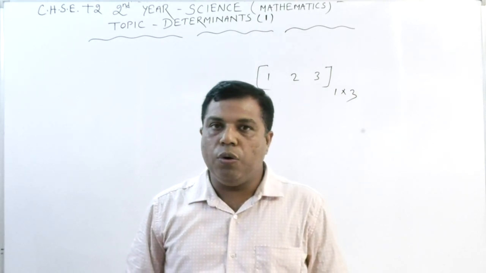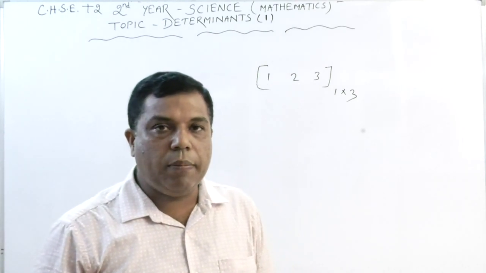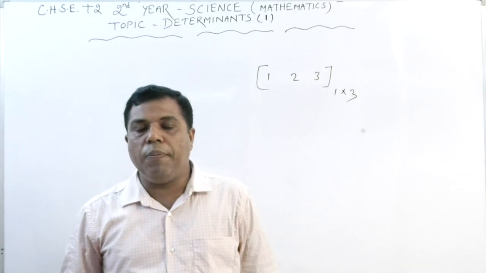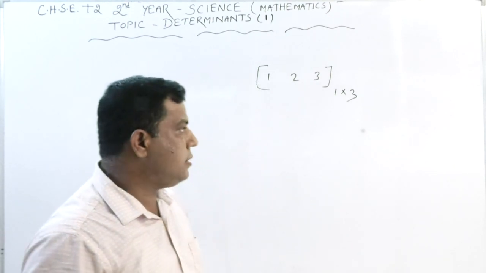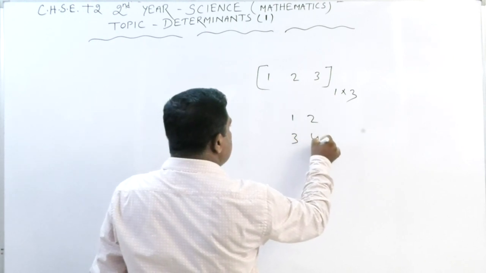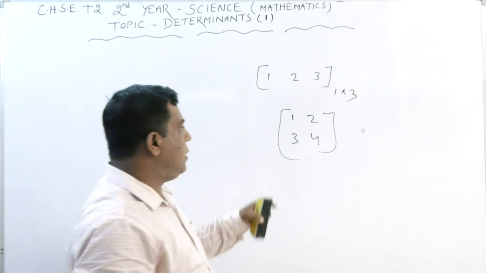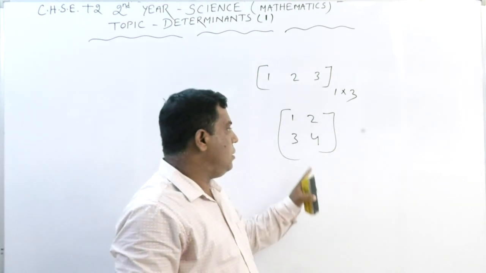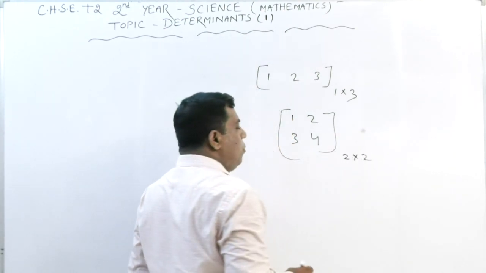Now we already know the definition of a square matrix. What is a square matrix? If in a matrix the total number of rows is equal to the total number of columns, then that matrix is called a square matrix. For example, this one. Matrices are represented in between square brackets. This is a matrix of order 2 by 2.